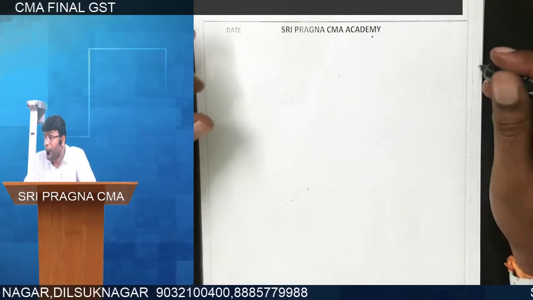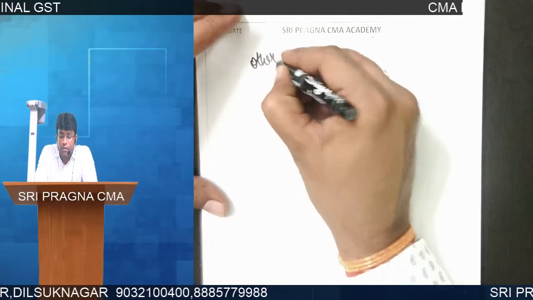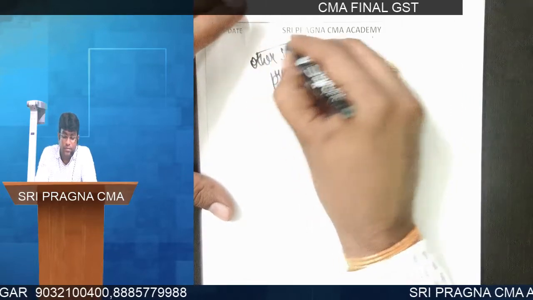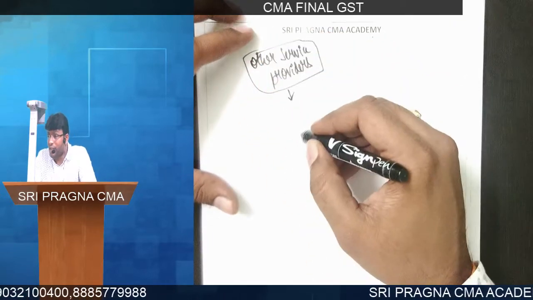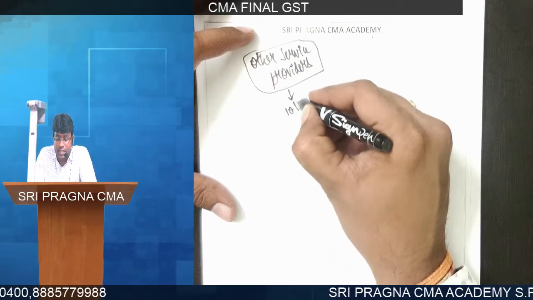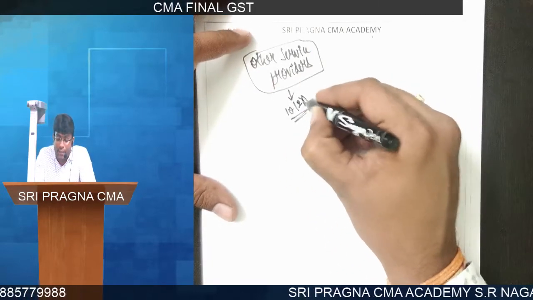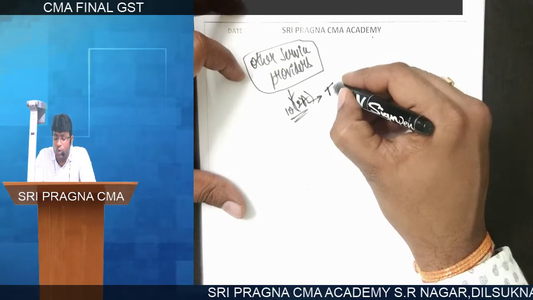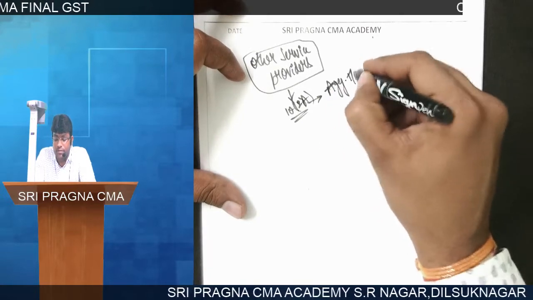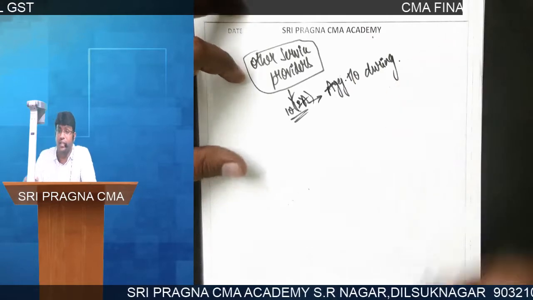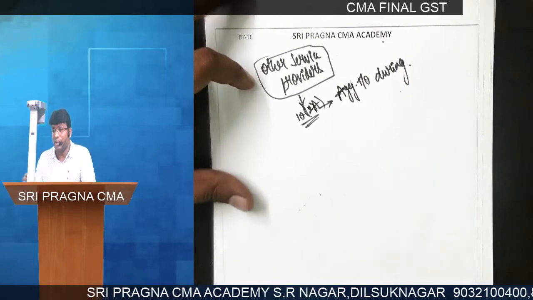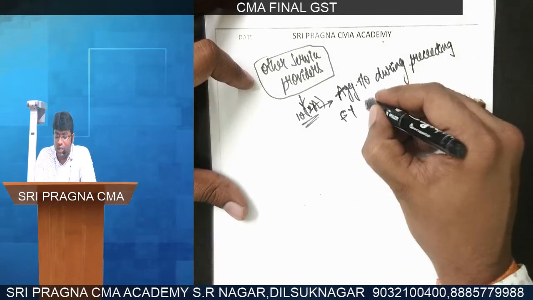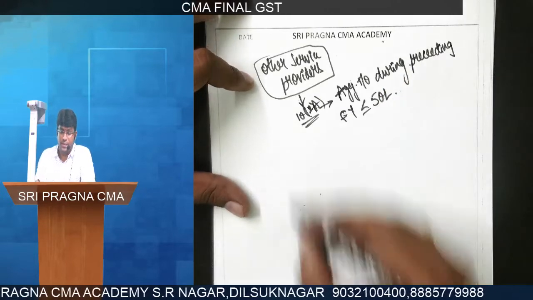Correct, friends? But for other service providers, for whom, sir? For other service providers, we have got one fantastic scheme known as section 10.2A, which talks about the people whose aggregate turnover... Any service provider can take this, provided aggregate turnover during preceding financial year does not exceed 50 lakhs.